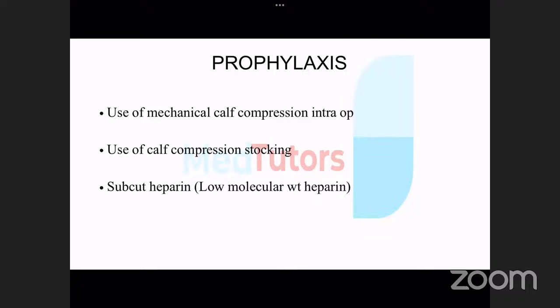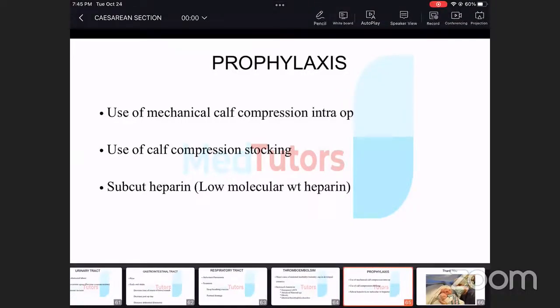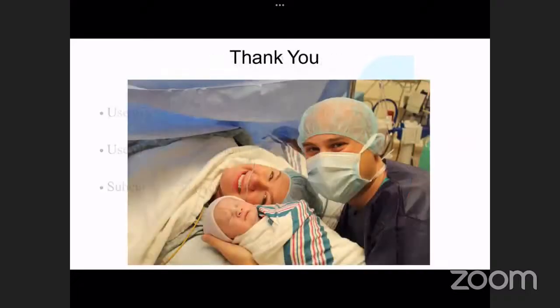How do you offer prophylaxis against thromboembolism? Use of mechanical calf compression, use of calf compression stockings, use of subcutaneous heparin, that's Clexane. Next slide. I think we're almost done. Next slide, please. Okay, thank you very much.